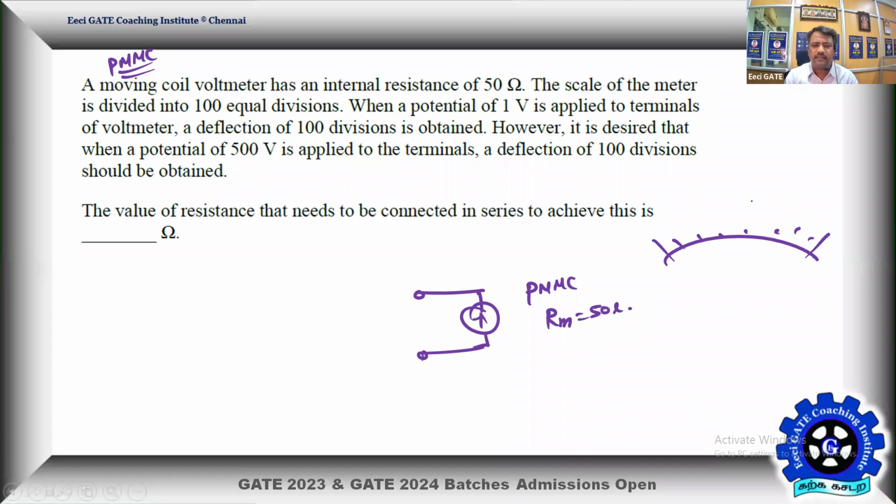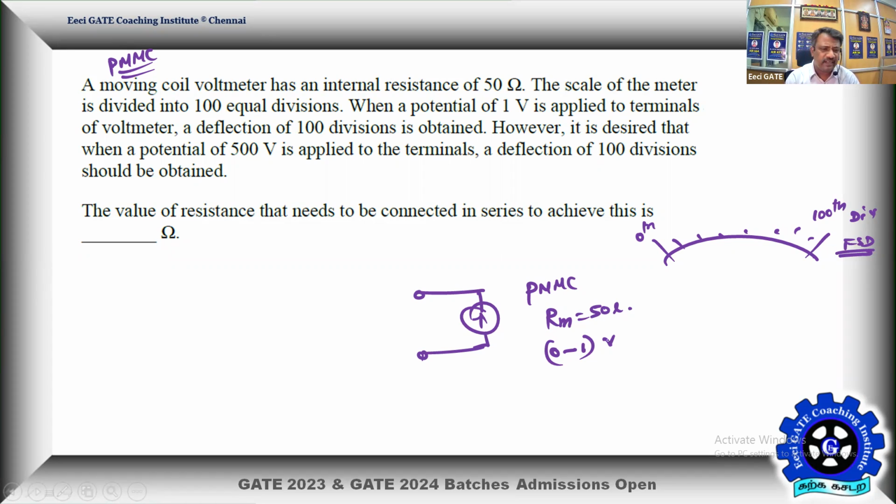When a potential of 1 volt is applied to the terminals of the voltmeter, a deflection of 100 divisions is obtained. So this is the 0th division and this is the 100th division, my full scale division. That means 1 volt is making full scale deflection, so it's a 0 to 1 volt voltmeter. Forget about the divisions. Now 1 volt is creating full scale deflection for the instrument.